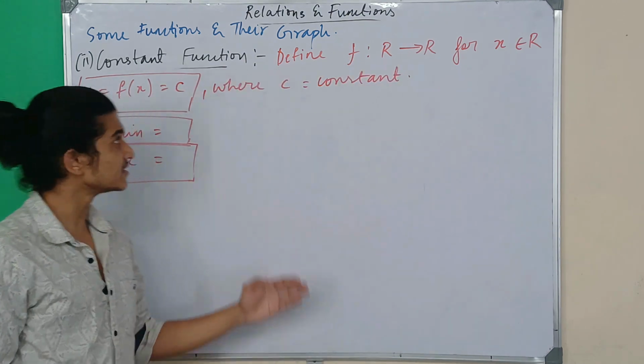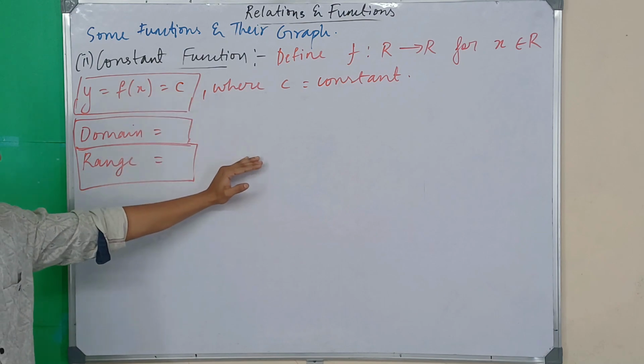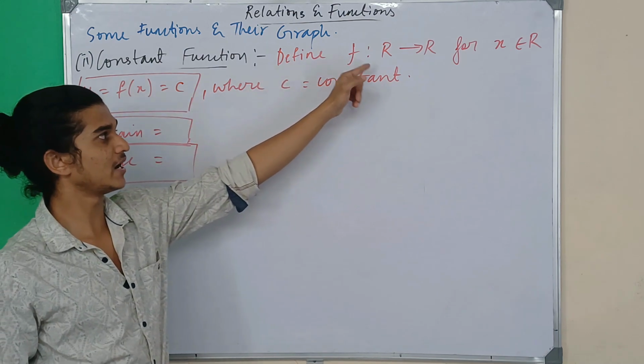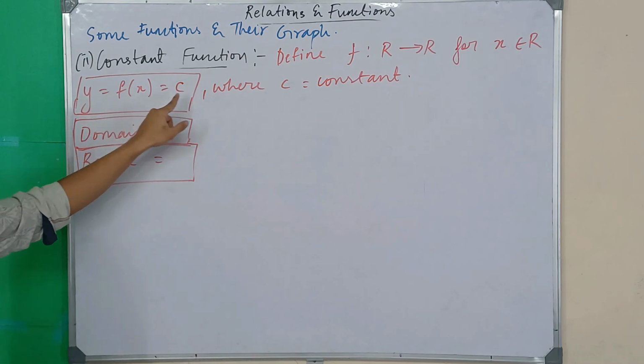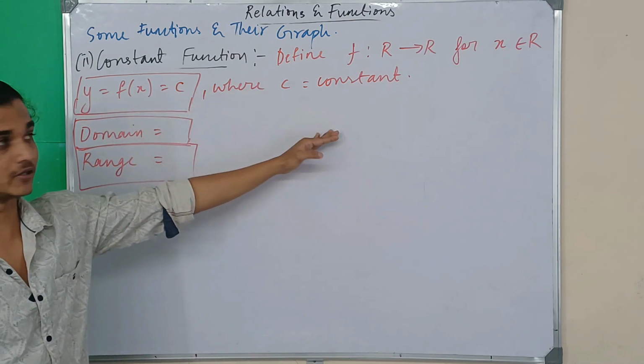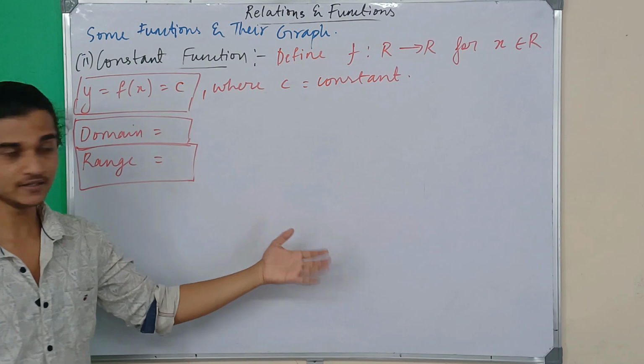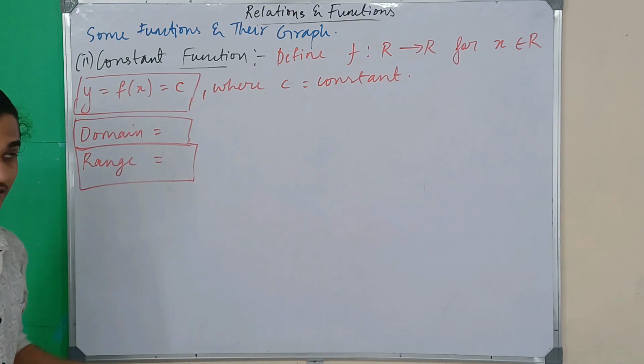So the next type of function is the constant function. This function is defined as a function from R to R, for x belongs to real numbers. We define y equal to f of x equal to c, where c is a constant number. Now we're going to find the domain and range. So let us try to represent this in the form of a graph.